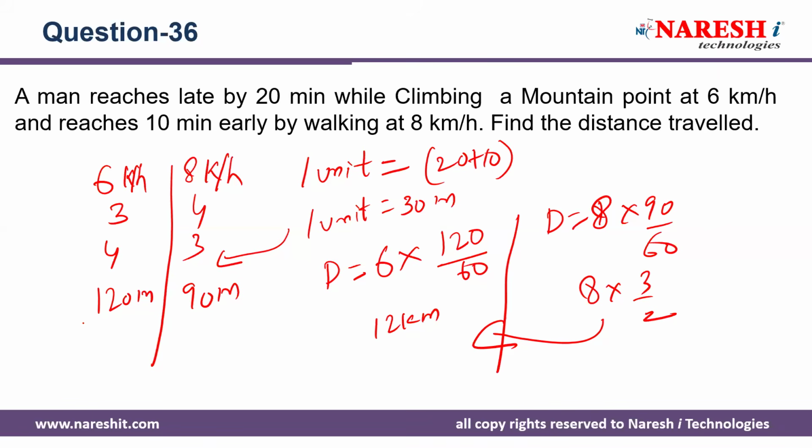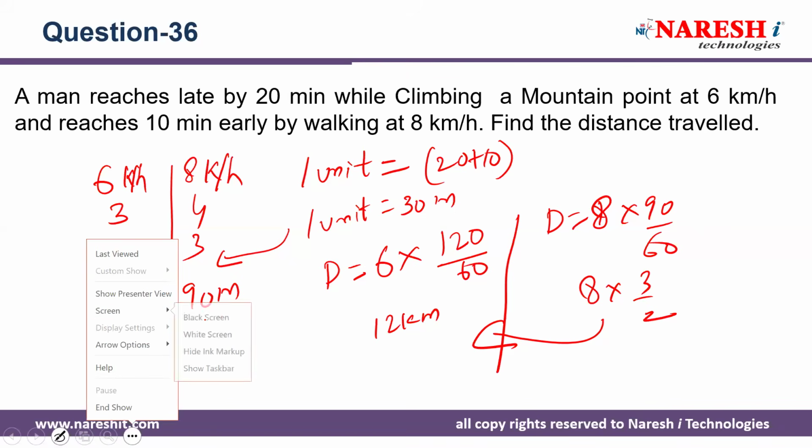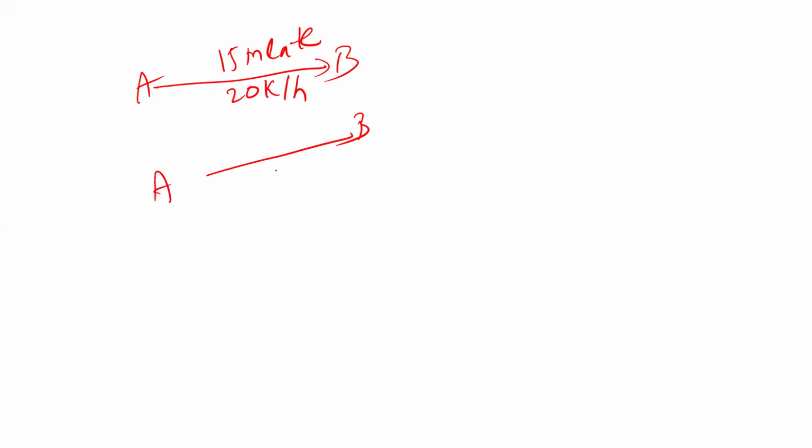Okay, before I explain this, I'll explain another problem. Then you compare both. Imagine a man is going A to B. 15 minutes late. Speed 20 kilometer per hour. Again A to B. Speed 30 kilometer per hour. Now 10 minutes early.